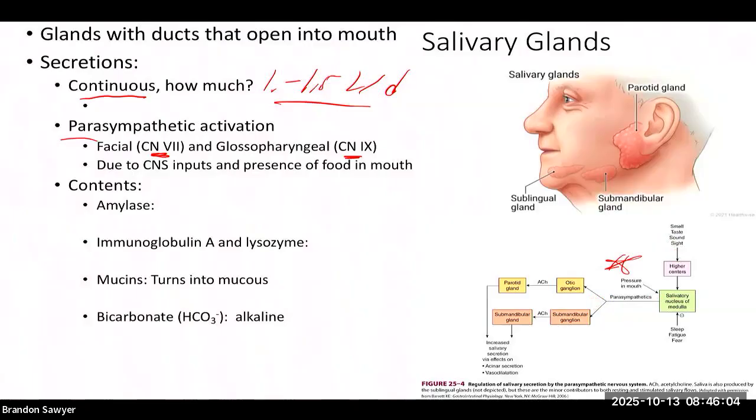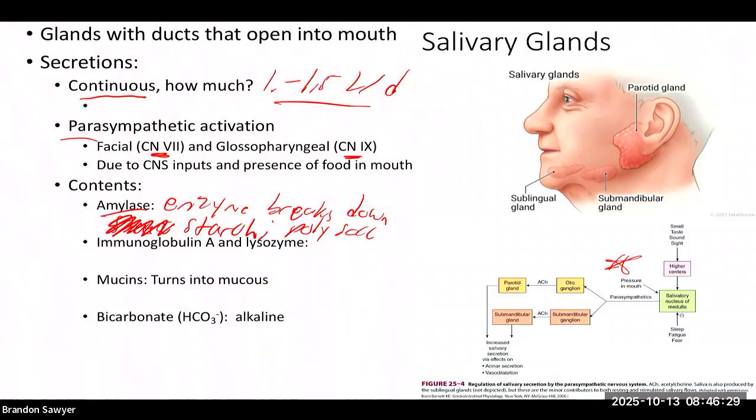Okay. And so then the question is, what's in all this fluid, right? So amylase is one. So amylase is an enzyme that breaks down starch. We can say polysaccharides. Right? So complex carbohydrates, right? That's what these break down.